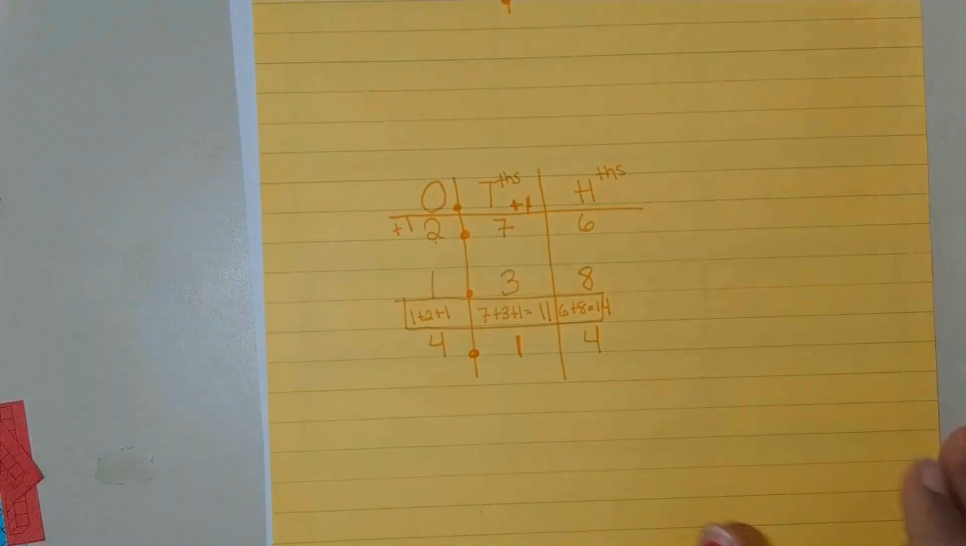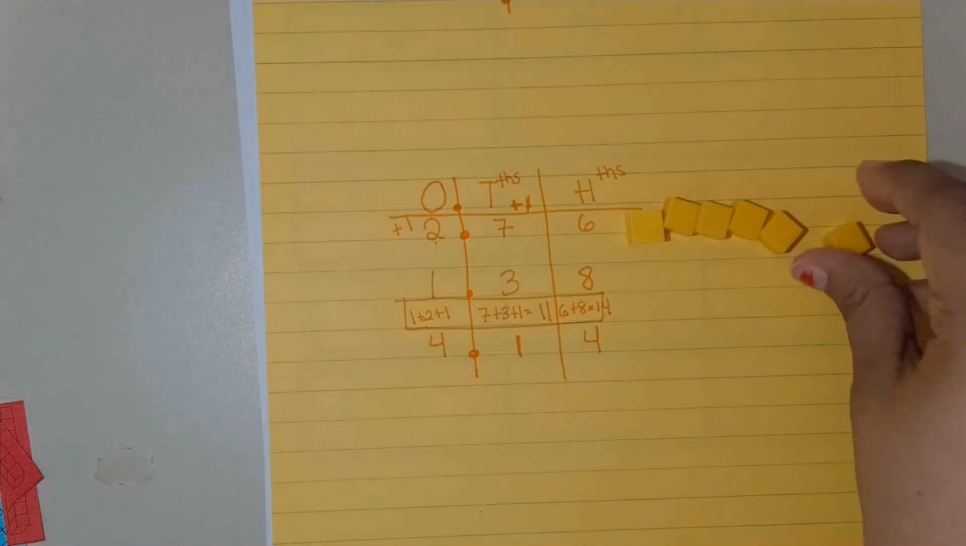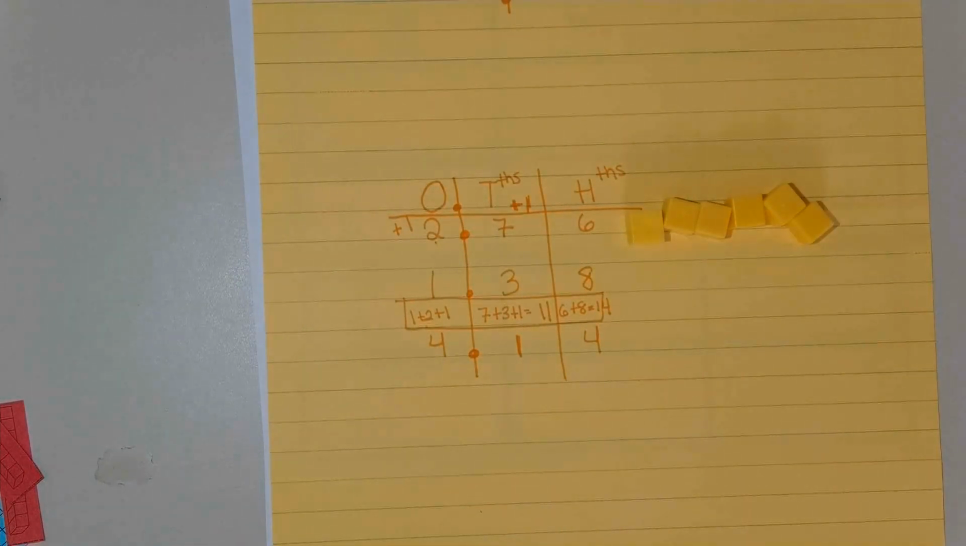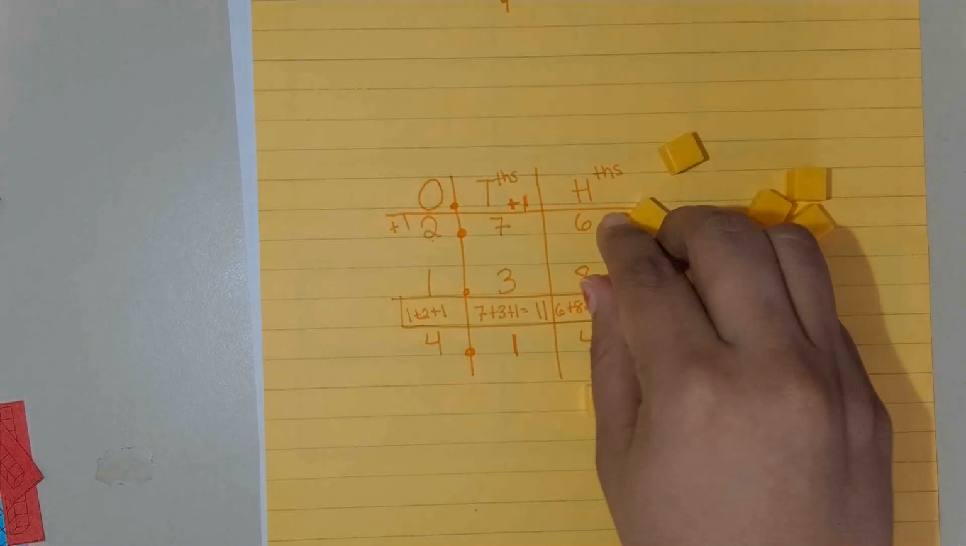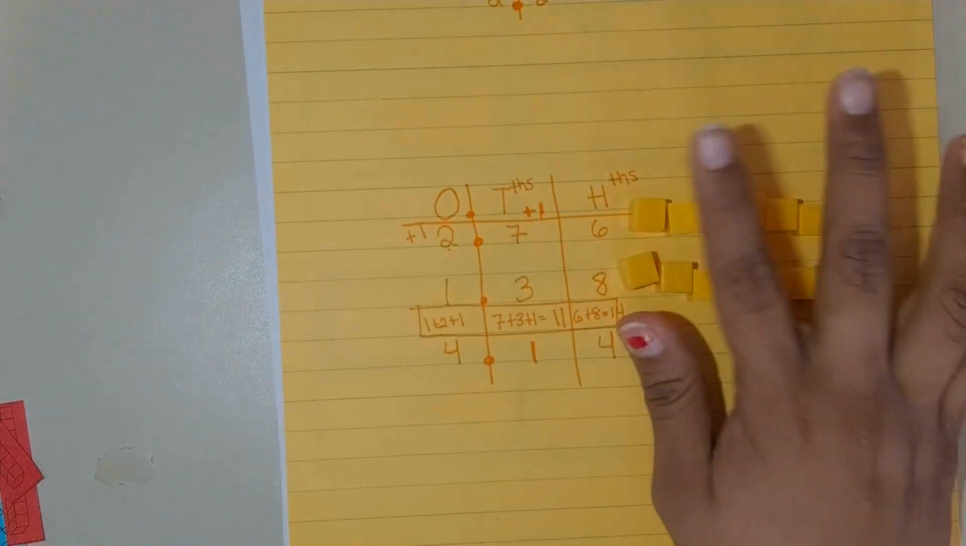So let's show that again with our base 10 blocks. So here, how many units do I have? Well, I start off with only having 6. So I'm going to get my 6 here. So I have 1, 2, 3, 4, 5, 6. Now I am going to be adding 8. So there I have my 6 and 8. So I'm going to combine them together just like we did here.